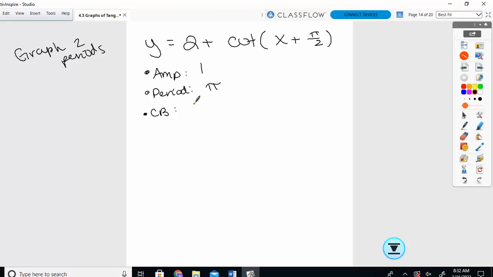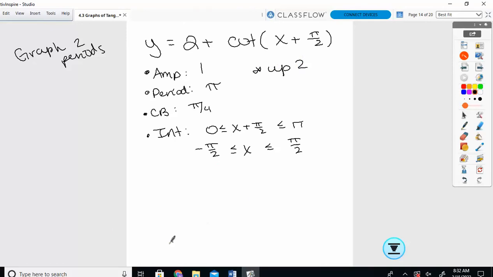What's our amplitude? Period. Count by. Interval. Cotangent, we go from 0 to pi. So to get x by itself, we have to subtract pi over 2 from everything. So we have negative pi over 2 less than or equal to x less than or equal to positive pi over 2. What else is happening here?